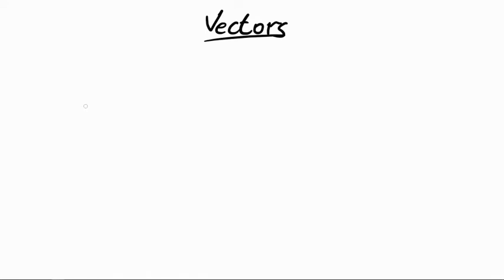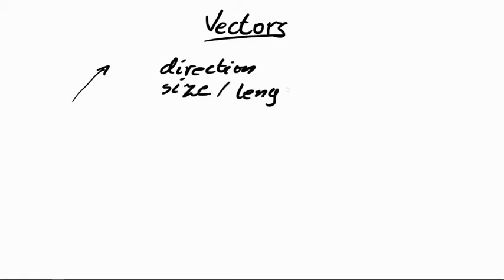So the first thing is, what is a vector? A vector can be thought of as an arrow. So let's pick an arrow. This arrow clearly has a direction, but when we think about vectors, we also think about it having a size or a length. They're the same thing, really.